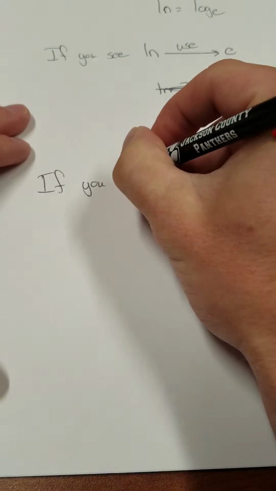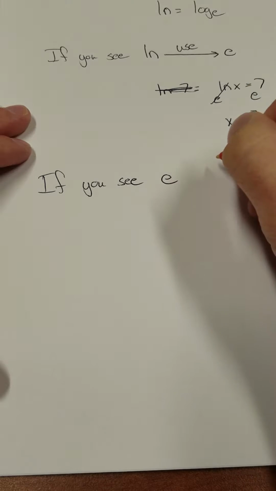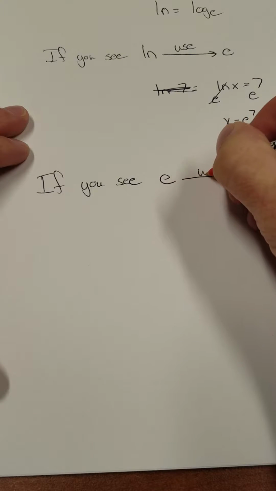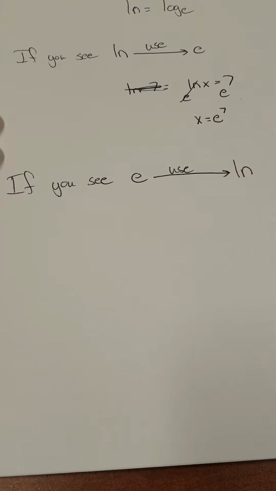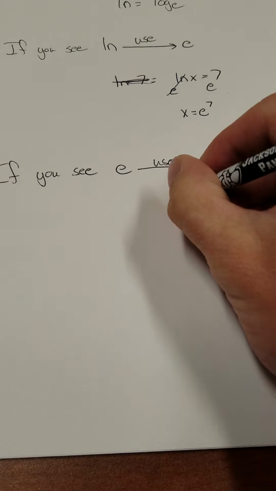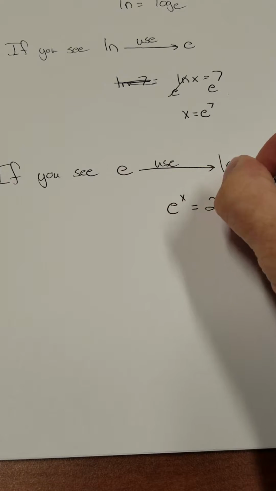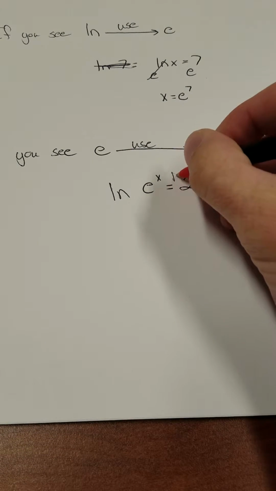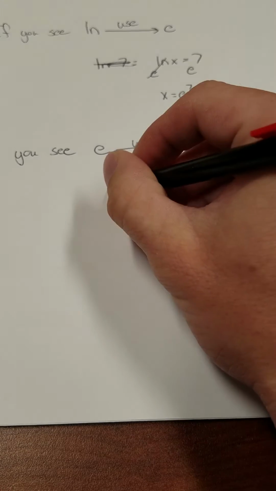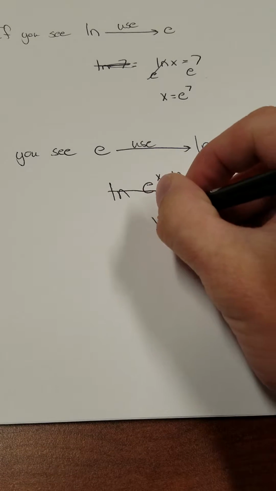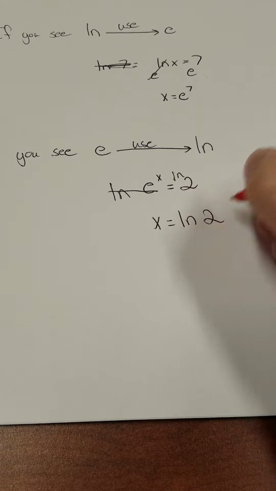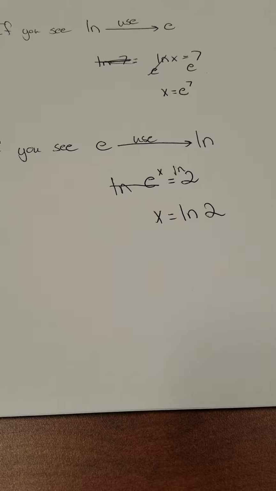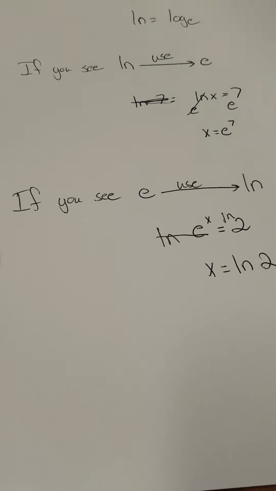If you see e, then we use natural log. Okay, so here's one example of that. E to the x equals 2. We see e, so we use natural log, but we have to do it to both sides. The natural log and the e cancel, so now x equals natural log of 2. And again, you can type that into the calculator or leave it exactly like that. So see natural log, use e, see e, use natural log.